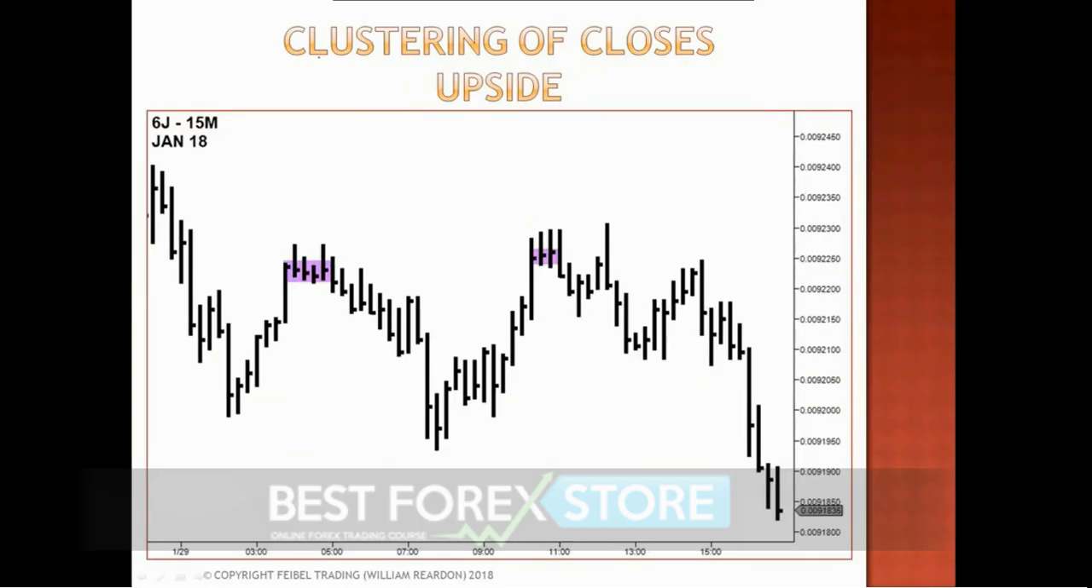Here's a study, clustering of the closes to the upside. This is Japanese yen, 15-minute time frame. First thing we notice is that we're in a downtrend, where we see there's evidence of good quality selling. As we can see, spreads are wide in comparison. Only from this mini trend here, we can see that the spreads are wider, closing weak on the down bars.